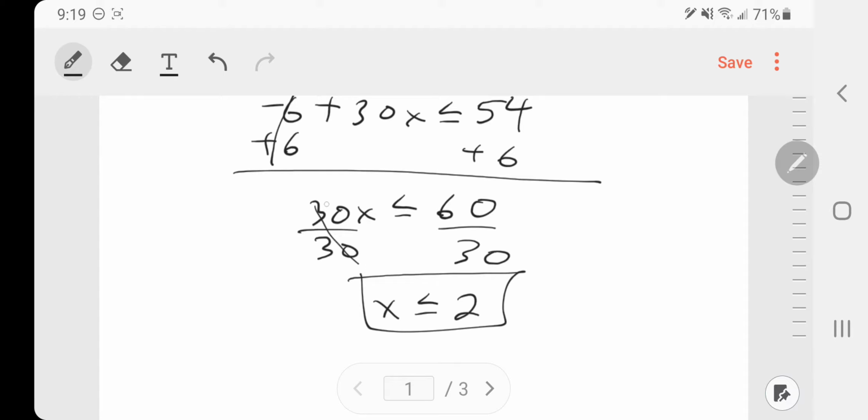Now again, if this 30 here was negative, that would mean that I would have had to flip the sign, but in this case it was positive. I divided by a positive number, so I kept the sign exactly where it was.